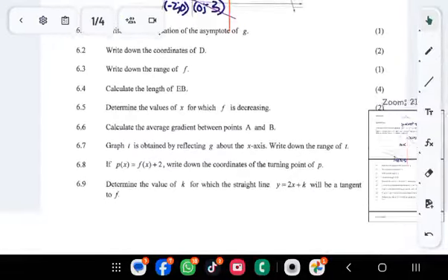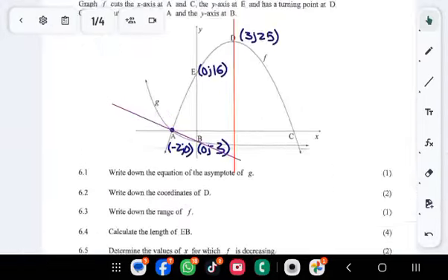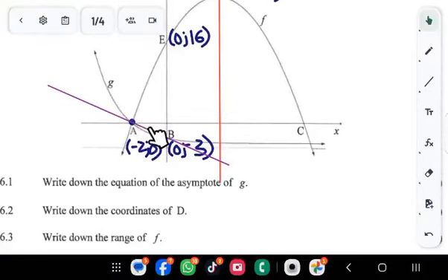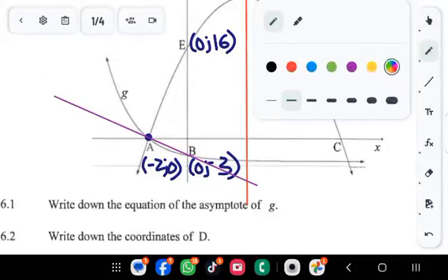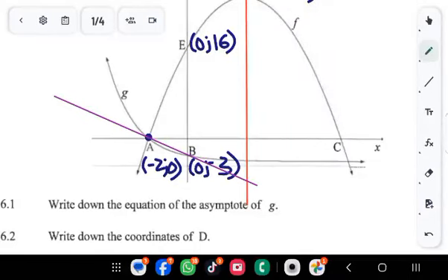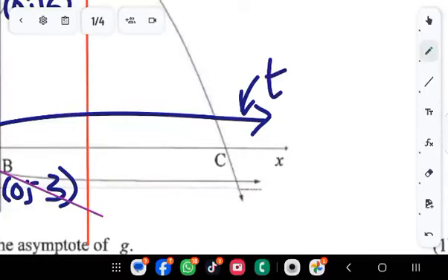All right, next question. 6.7, graph T is obtained by reflecting G about the x-axis, write down the range of G. Now, if this is reflected about the x-axis, it means that you flip this upside down and this is what it's going to look like. We flip it upside down, let me show you, this is what it's going to look like. There. That is the graph of T.